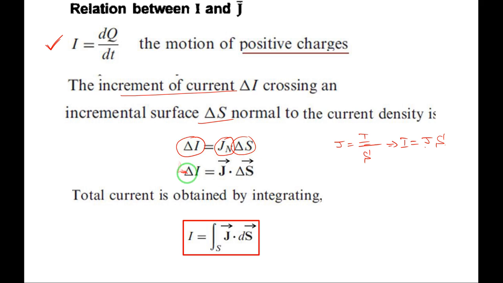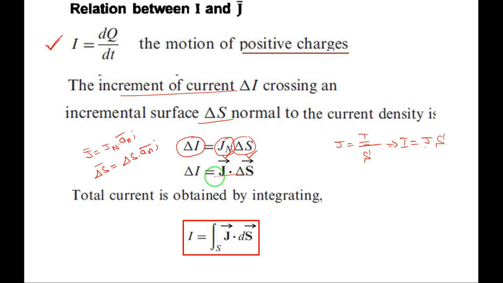Now I want to rewrite this equation in terms of the dot product of two vectors. So delta I is equal to J vector dot delta S vector. What is J vector? J vector is equal to the normal component of the current density into the unit normal vector, Jn an. Then what about delta S? Delta S vector is equal to the smaller surface area times the unit normal vector. If you take Jn dot delta S, an dot an will be 1. So in terms of unit vectors, can I write J vector dot delta S vector? I hope you got it.